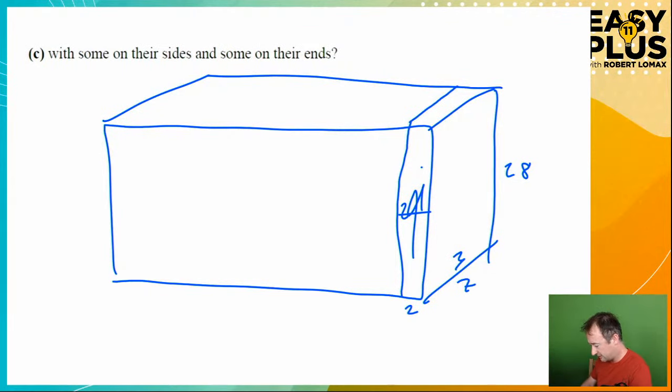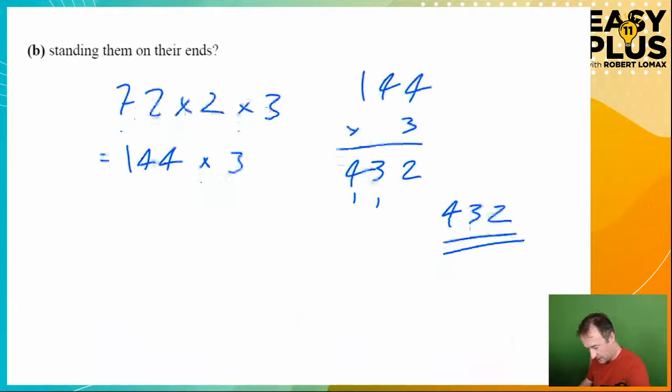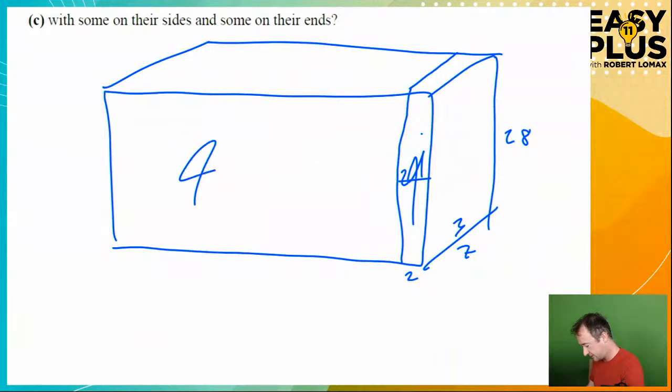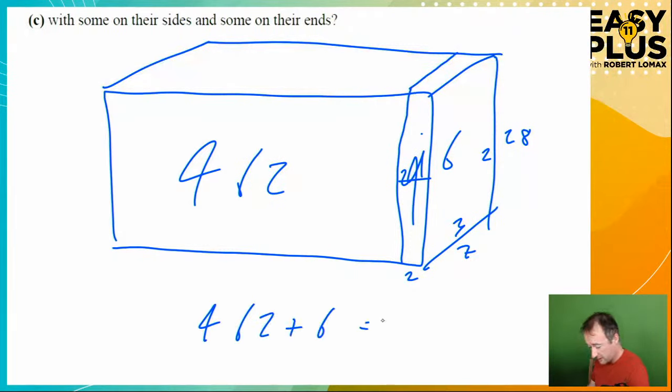So how many could we fit in this area lying on their sides? In fact, we've already worked this out. I've just got it written down here. I can copy it across. We got 462 in here, and we can have 3 times 2, which is 6 here. So we can have 462 plus 6 equals 468. Okay, so that's the answer, or is it?